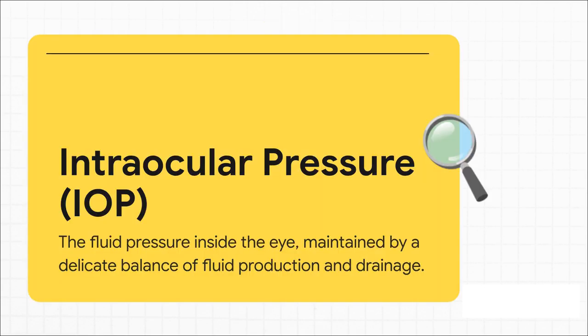Okay, so there's a technical term for this, intraocular pressure, or IOP for short. And it all, and I mean all, comes down to a perfect, delicate balance. Your eye is constantly making new fluid while draining out the old stuff. It's a continuous cycle that has to work flawlessly 24/7.